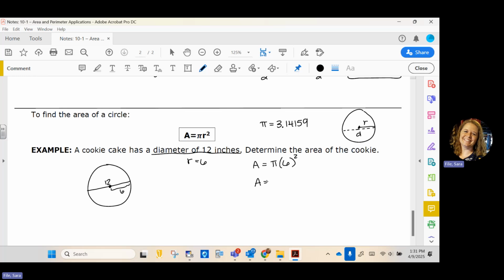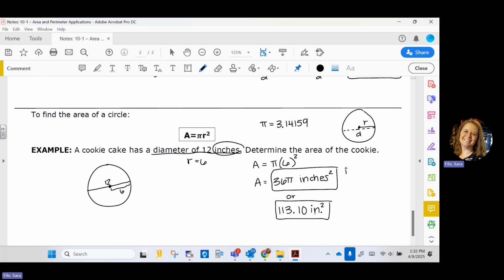So if you want the exact answer, 6 squared, that means 6 times 6 is 36. And then we leave pi in the answer. And this was in inches, so area would be inches squared. That's the exact answer. Or you can plug it in, the 36 times 3.14159, and get 113.10 approximately inches squared.